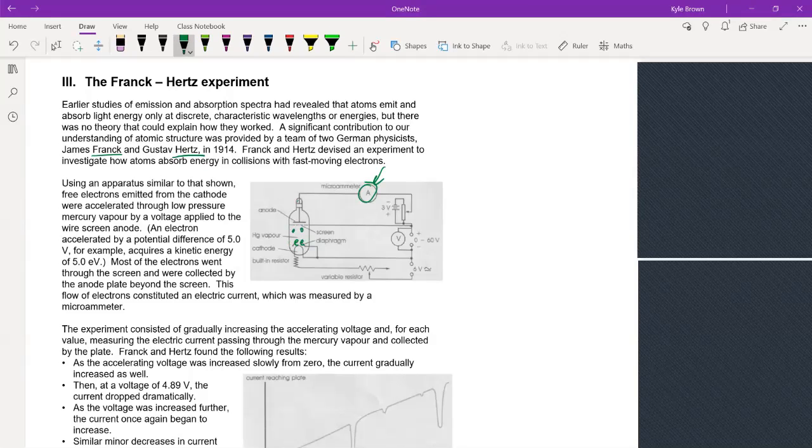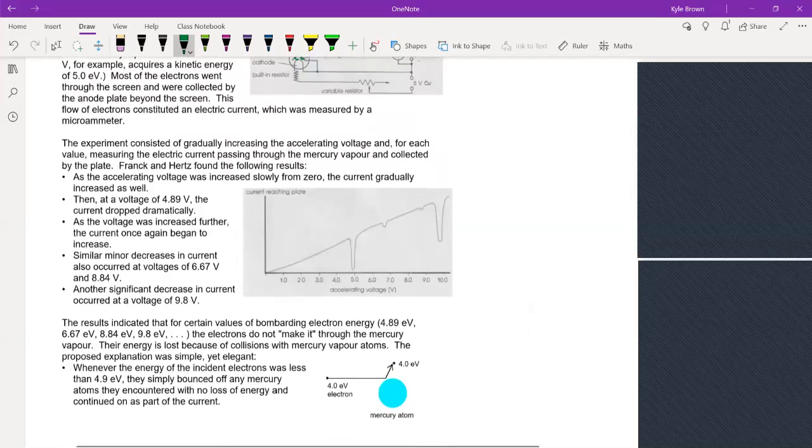The idea here is that he's thinking that some of these electrons are going to bump into the mercury that's in the chamber, because this thing's full of these little mercury atoms. So he's just testing, okay, what's going to happen? Are they going to bump into each other a lot? Are they going to bump into each other a little bit? That's the basis of the idea here, okay? And here's what they ended up with.